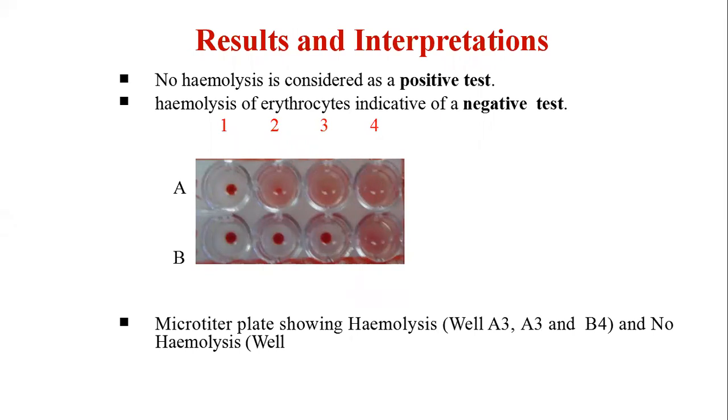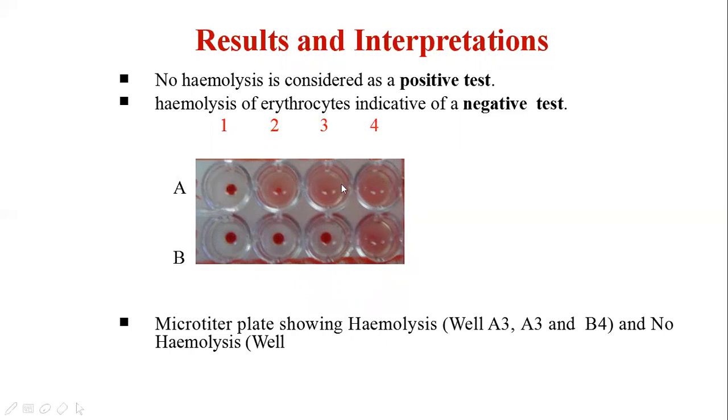Now, how to interpret your data? Your data is interpreted like this: no hemolysis is considered a positive test, and hemolysis is considered a negative test. People perform this particular test using a microtiter plate, meaning a 96-well plate. In these plates, 96 small wells are there, and 200 to 250 microliters of your solution can be kept and poured there.